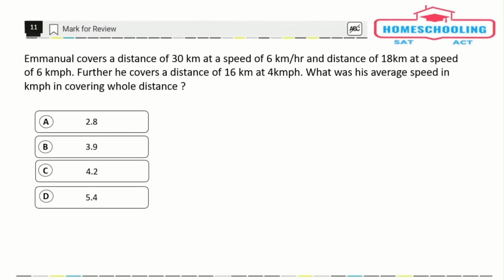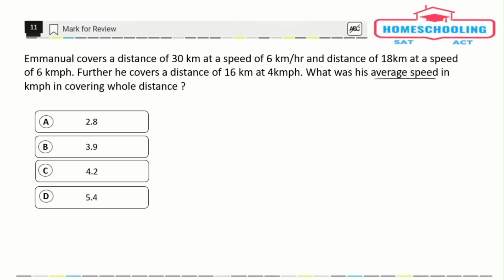In this question, the last question, it says that Emmanuel covers a distance of 30 kilometer at the speed of 6 kilometer per hour and a distance of 18 kilometer at the speed of 6 kilometer per hour. Further, he covers a distance of 16 kilometer at 4 kilometer per hour. What is his average speed?